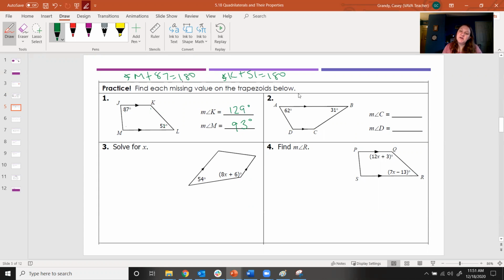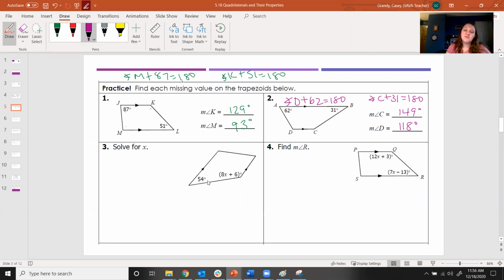Example 2 is very similar, so go ahead and try that one. Try number 2. Find the measure of angle C and the measure of angle D. Okay, so in this trapezoid, angle A and angle D will be supplementary, so I can say that angle D plus 62 equals 180. Angle B and angle C are supplementary, so angle C plus 31 equals 180. And then I can solve for each angle. So for angle C, you should have 149 degrees, and angle D, 118 degrees.